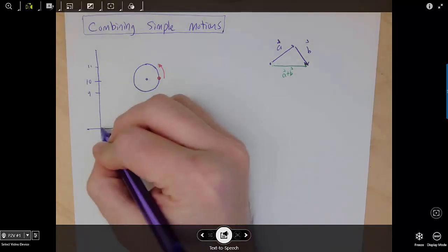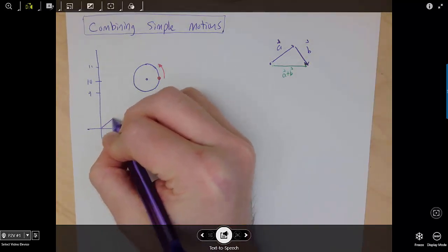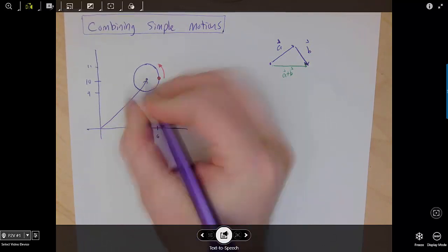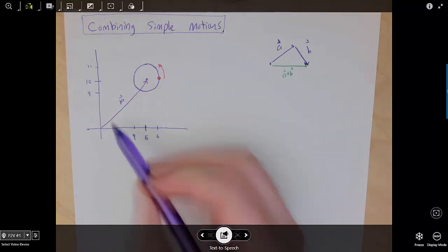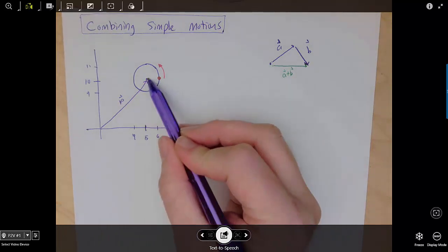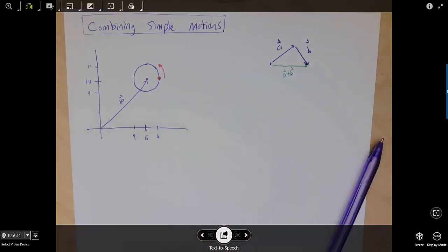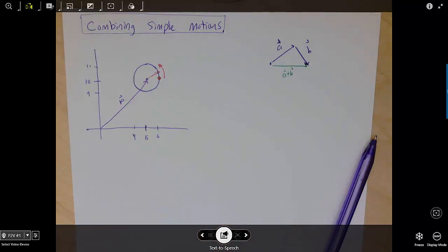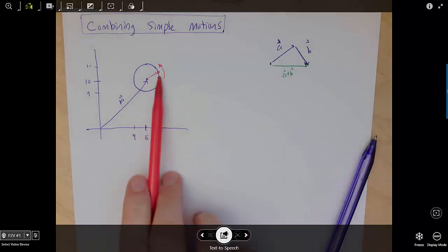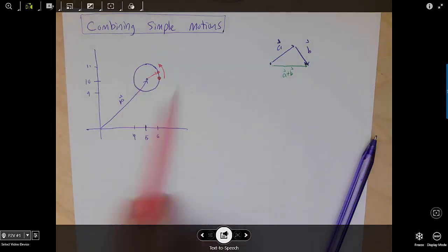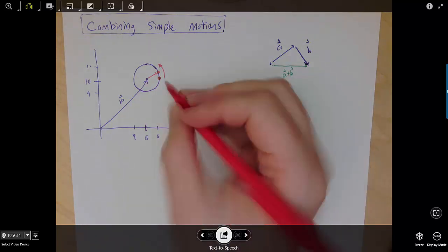So you can think about this as the sum of two vectors. We've got a vector that takes us from the origin to the center of the circle, and then we have another vector which takes us from the center of the circle to the point on the outside as it's spinning around. Okay, so why is this helpful?